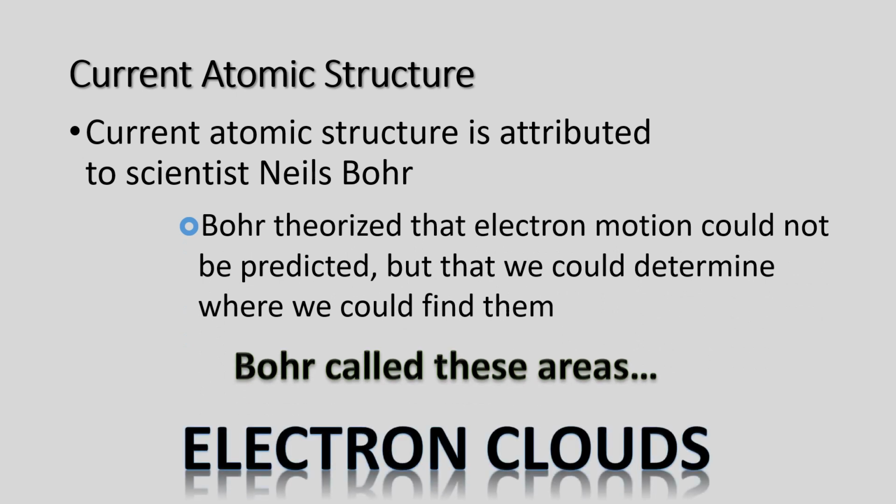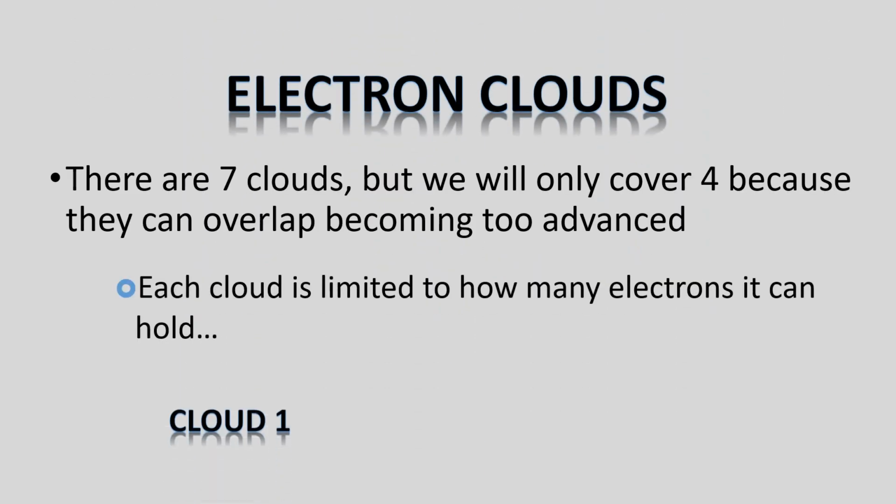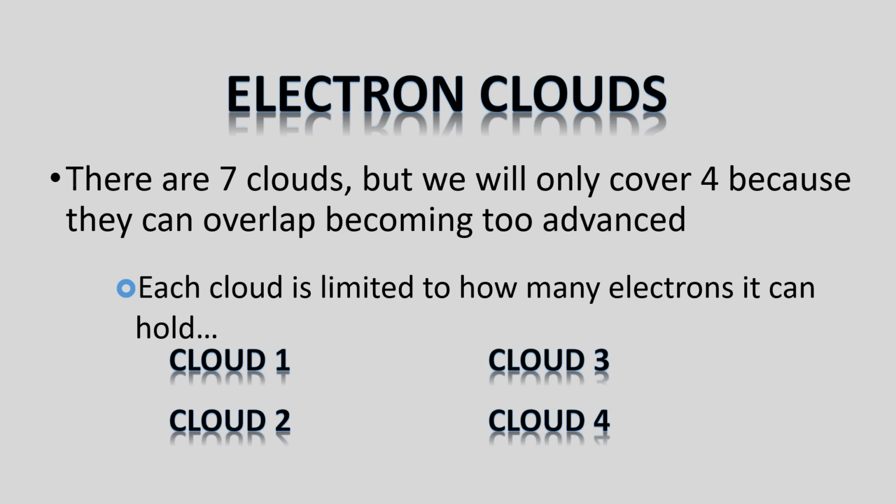So the current atomic structure is attributed to scientist Niels Bohr. Now, Bohr theorized that electron motion could not be predicted, but that we could determine where we could find them, and Bohr called these the electron clouds or electron shells. So there are 7 clouds, but we're only going to cover 4 because they can overlap, becoming far too advanced.